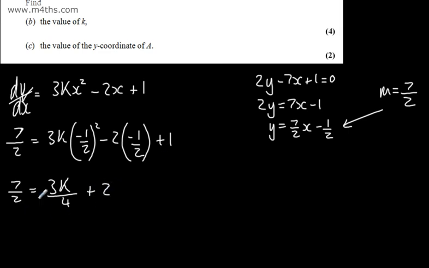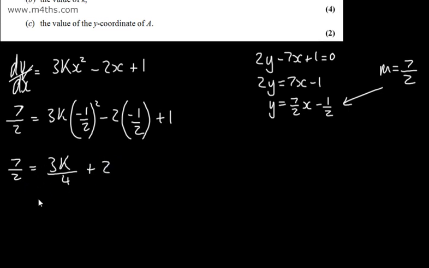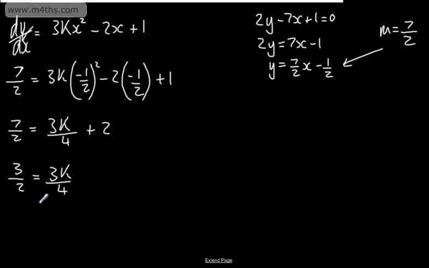So from this, now if I just subtract 2 from both sides, we're going to have 3 over 2 is equal to 3k over 4. If I divide both sides now by 3 over 4, we're going to end up with k is equal to 2. So the value of k is equal to 2.